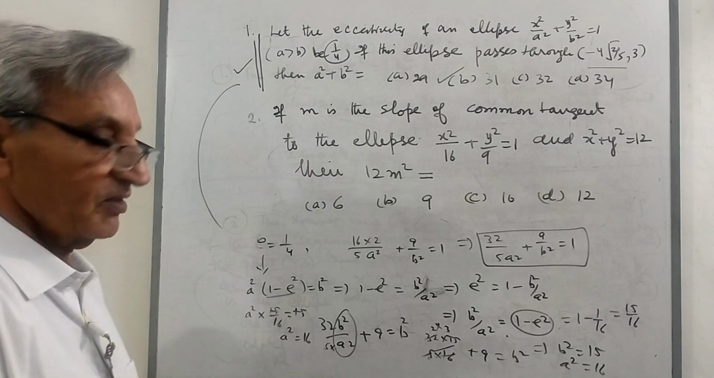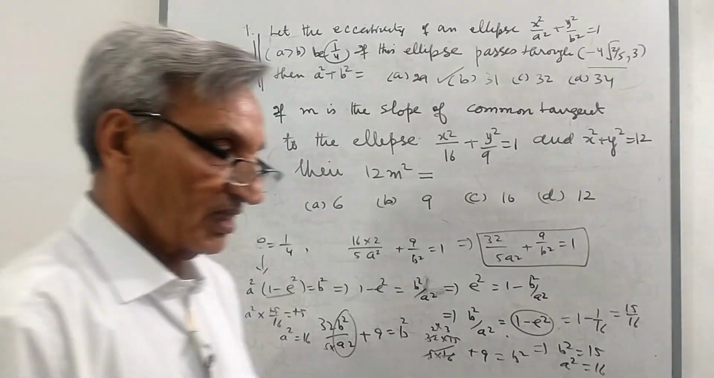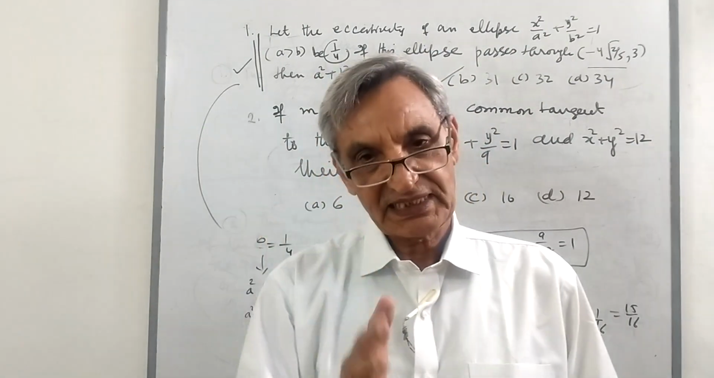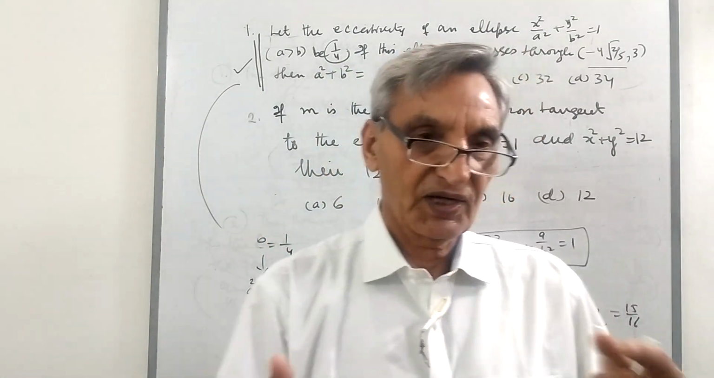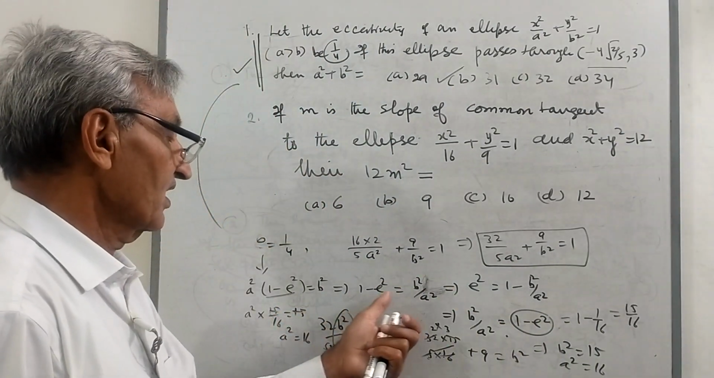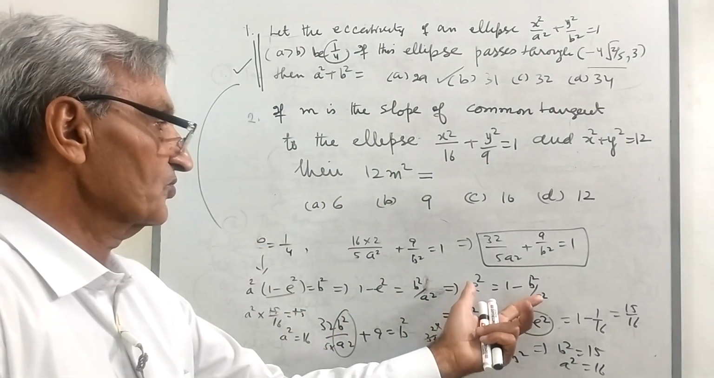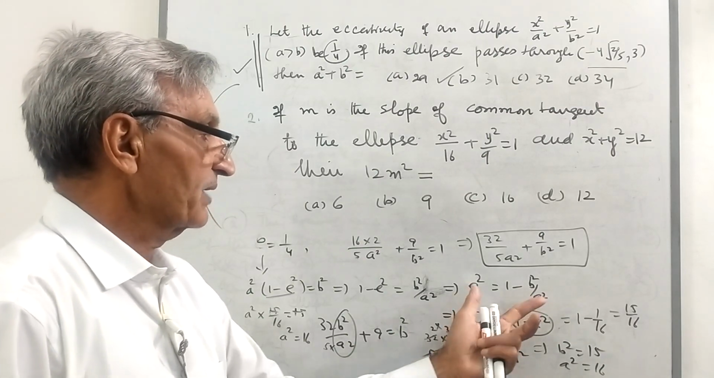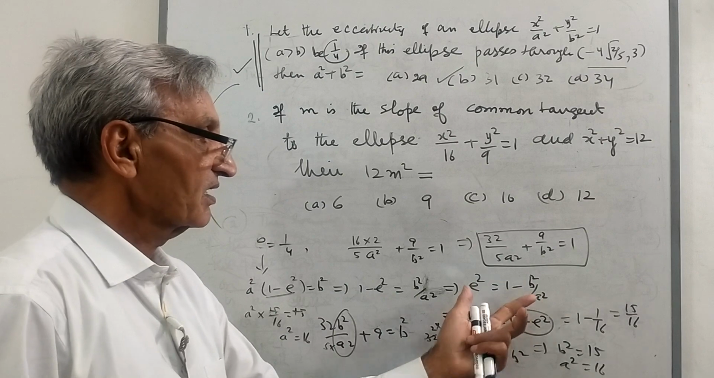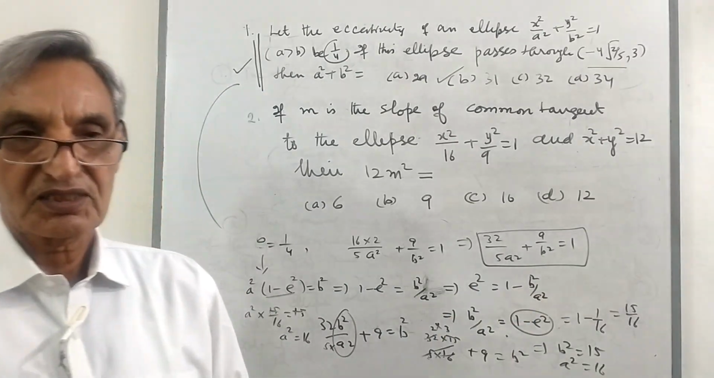So simply I have used the question that is here. I'm involving the eccentricity and A square, B square. Alright, eccentricity: E square is equal to 1 minus B square upon A square. This I have to use. In case of an ellipse, you have to remember this. E square is equal to 1 minus B square upon A square. This is to be done.